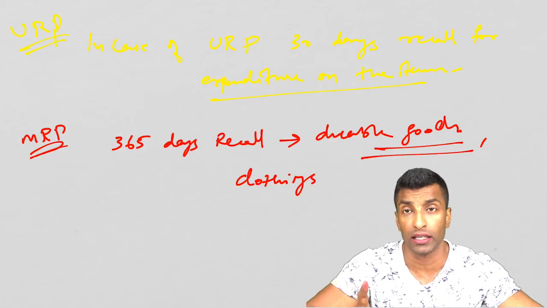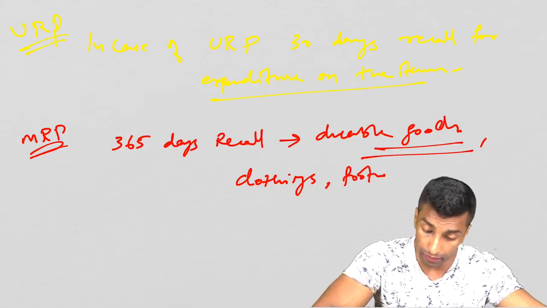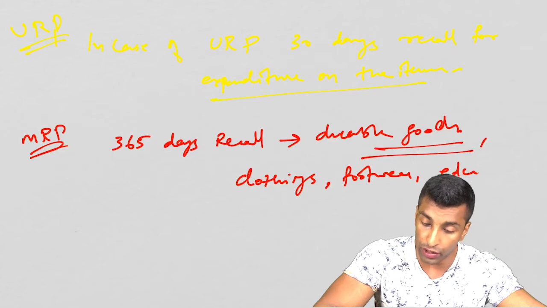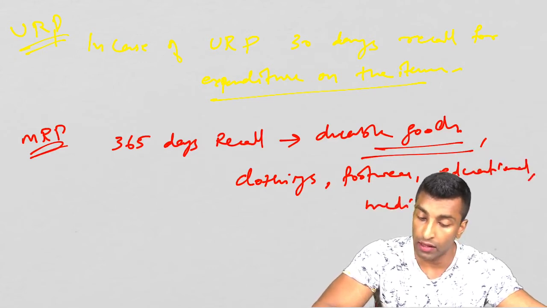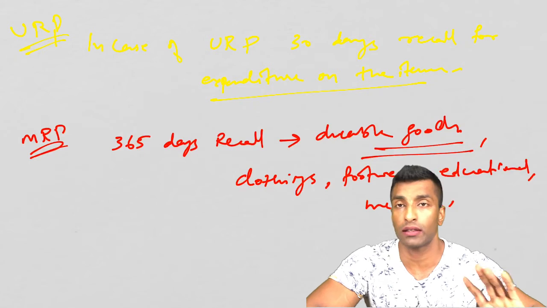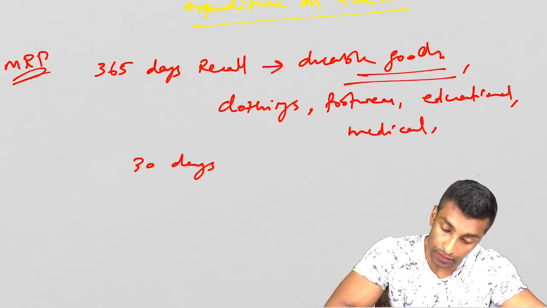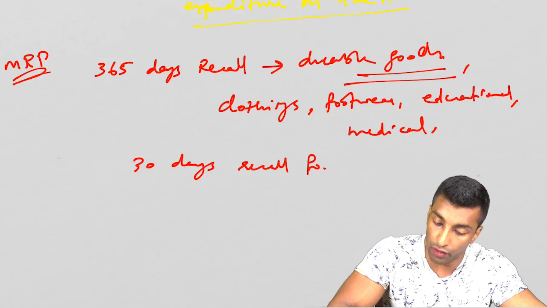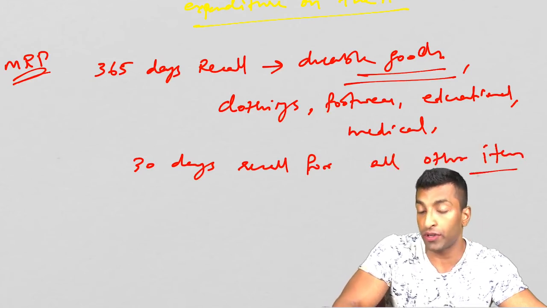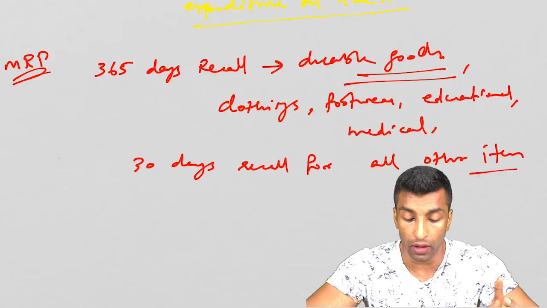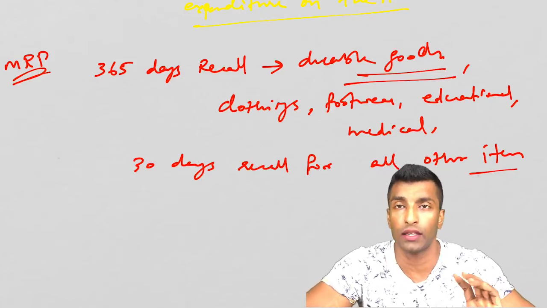As I've already discussed, there is a basket of commodities. So food plus other items: clothing, footwear, educational expenses, medical expenses. So these are the 5 items. For these, 365 days recall is taken, and then 30 days recall for all other items. So 30 days recall is there for all other items, but for durable items, it is 365 days recall.